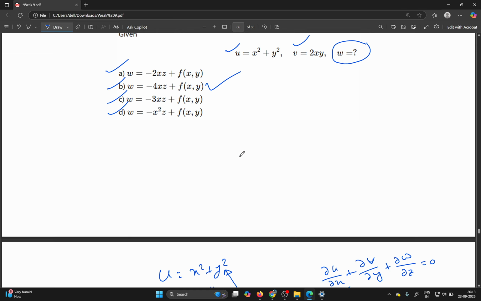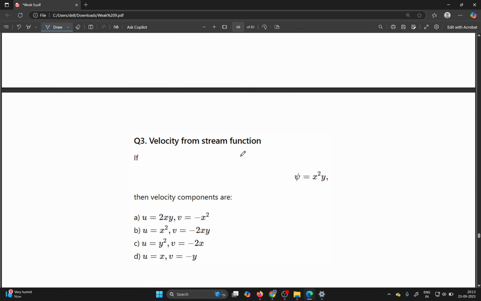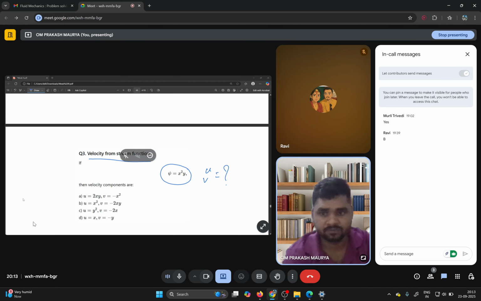So remember, please. Now, you have the velocity stream function psi is equal to x square y. You need to calculate u and v, the velocity components. So please try to calculate. For this question you have only 3 minutes. So within 3 minutes, please try to calculate which option will be correct.